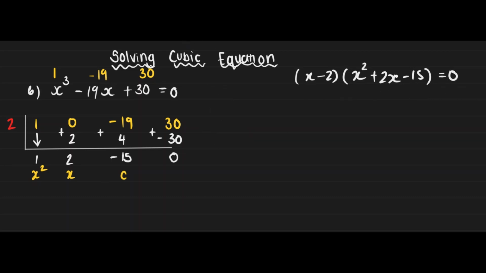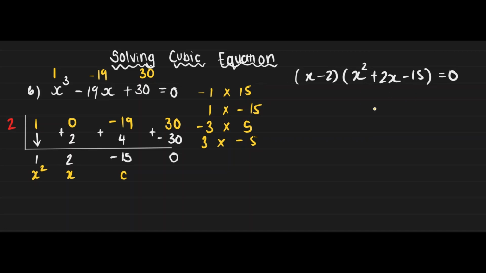Then we need to factorize this. We need to find the factors of 15, which is 1 multiplied by 15. Since it's negative, it's going to be negative 1 multiplied by 15. Then positive 1 multiplied by negative 15. Then the other one is negative 3 multiplied by positive 5. Then the other one is positive 3 multiplied by negative 5.